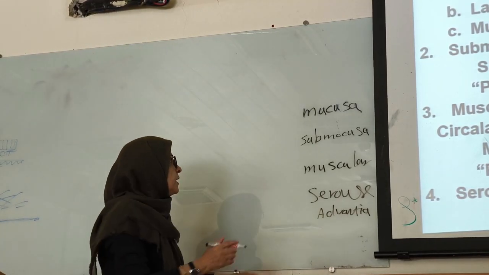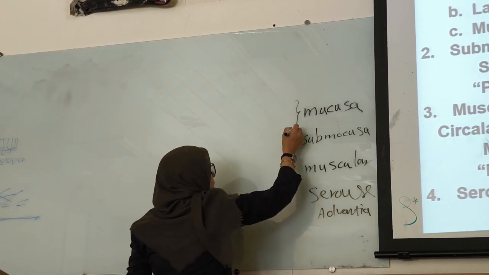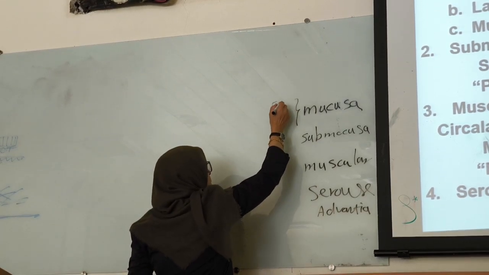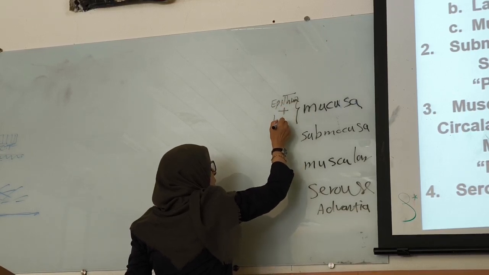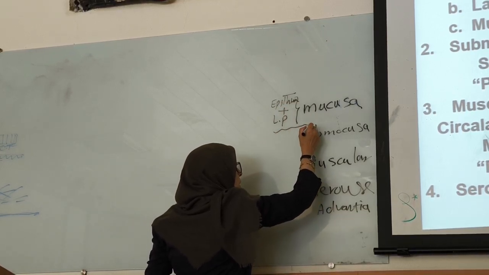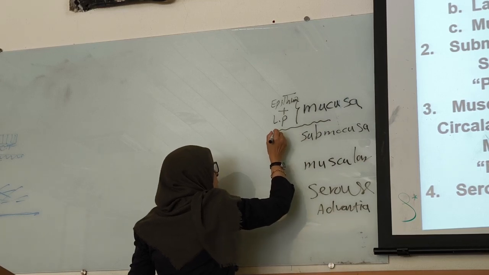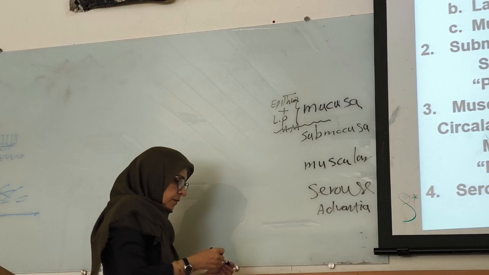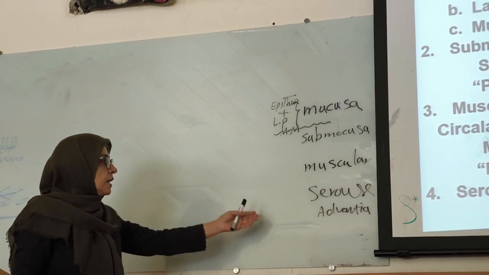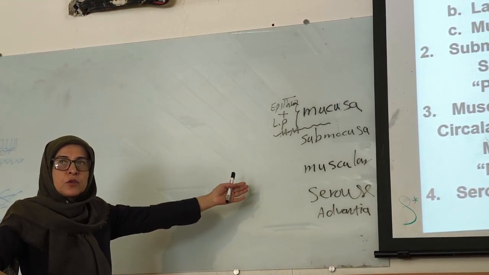We want to study this: the mucosal layer includes 1 layer of epithelium plus the lamina propria. And here, in some parts, there is the muscularis mucosa. Yes? This is our general topic for today.